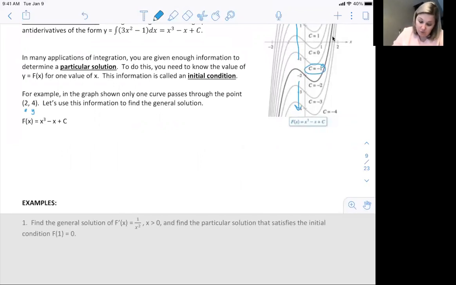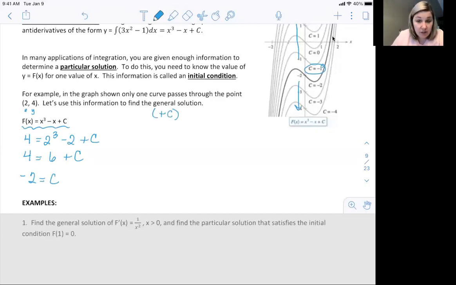We get 4 is equal to 2 cubed minus 2 plus c. So 4 is equal to 8 minus 2, which is 6, plus c. That tells us that c is going to be negative 2. So the particular solution that we have just found, the general solution is what we get in terms of c. The general solution still has the plus c on it. The particular solution is when we solve for c.